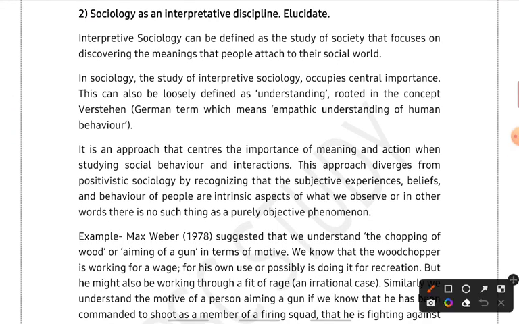Now let's proceed to the long questions. From here the long questions start. Sociology as an interpretative discipline. So what will be your structure? What is an interpretative discipline?